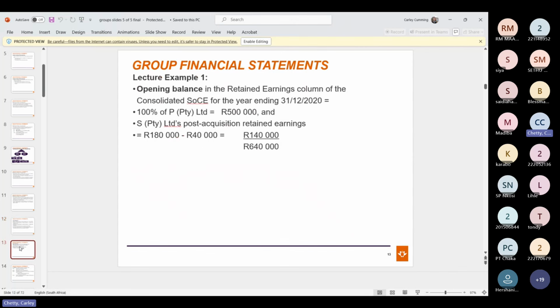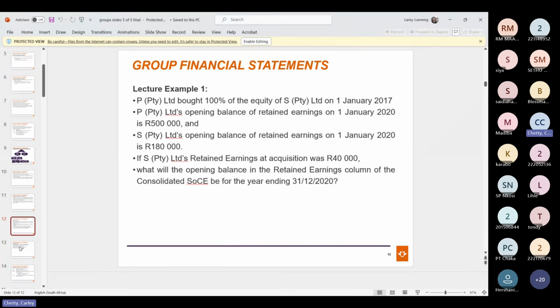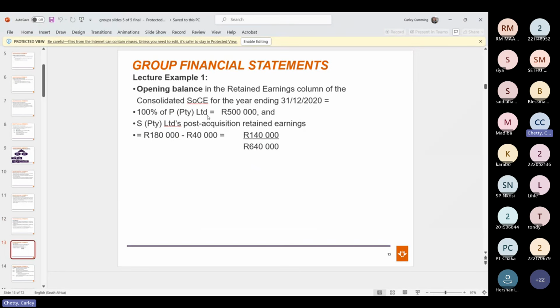So we now need to work out the opening balance in the retained earnings column for the year ended 31 December 2020. So we need to see what information we are given. Remember, we are working out the opening balance in the consolidated statement of changes in equity in the retained earnings column. So we are going to take this 500,000 over here. That is going to be one component. We need to take 100% of the opening balance of the retained earnings for P, which is 500,000.